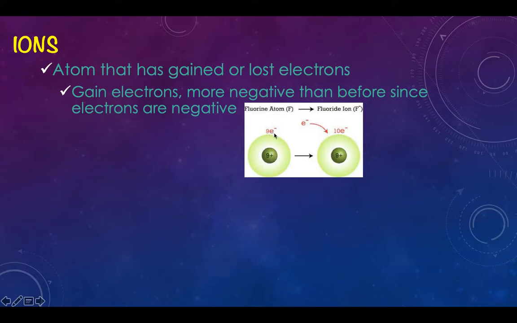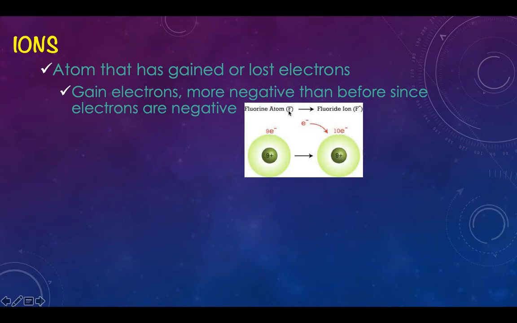So in this example, we start with 9 positive protons and 9 negative electrons. That's the fluorine atom because the negative and positive balance. If we gain an electron from somewhere, now I would have 10 electrons. And now I've got 1 more negative charge than positive. So then I have a fluorine ion, which would be F with a -1 charge. So that capital F is the symbol for fluorine. You would get that from the periodic table. It's -1 now because it has 1 more negative charge than positive.